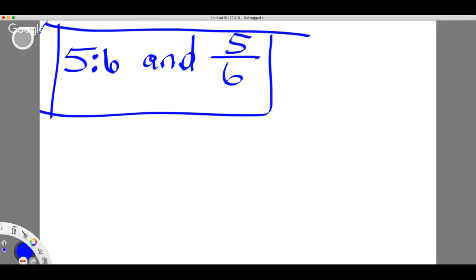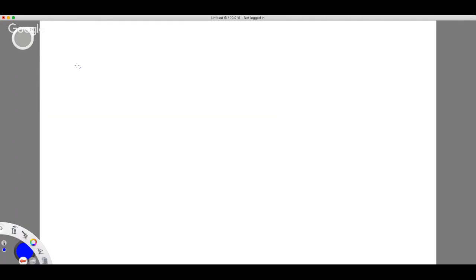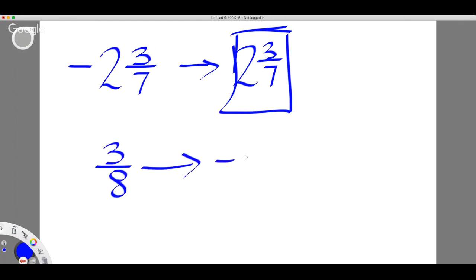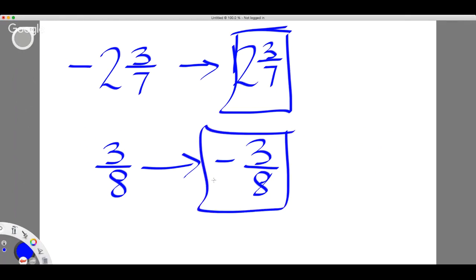Number 9. We're writing opposites. So the opposite of 2 and 3/7 would be positive 2 and 3/7. That's its opposite. All right, and the opposite of 3/8 would have to be -3/8. So if it's positive, its opposite is negative. If it's negative, its opposite is positive.